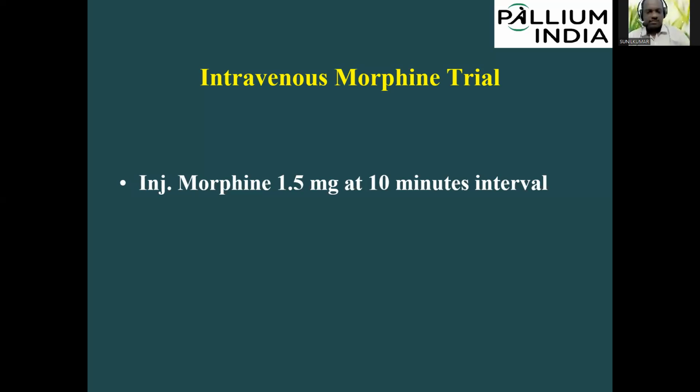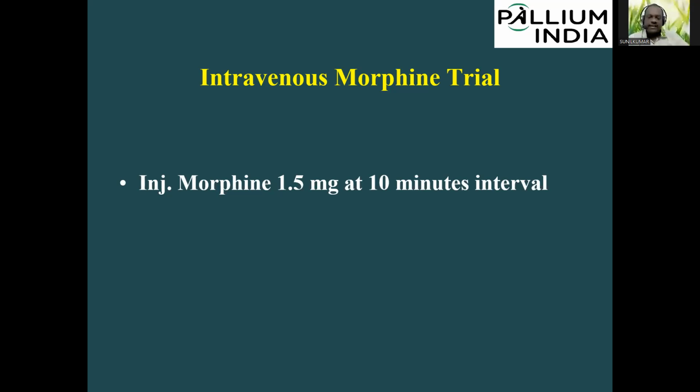We have to give injection morphine 1.5 milligram at 10 minute intervals. So every 10 minutes, you will give 1.5 milligram of morphine. The morphine ampule available for us is 15 milligram in 1 ml. So we will dilute 1 ml of morphine with 9 ml of normal saline. The total 10 ml contains 15 milligram of morphine, and each 1 ml will contain 1.5 milligram of morphine.